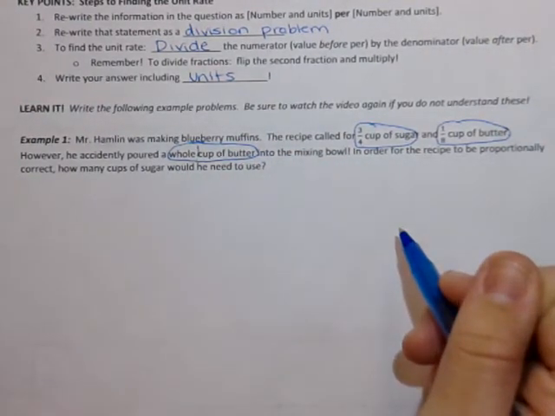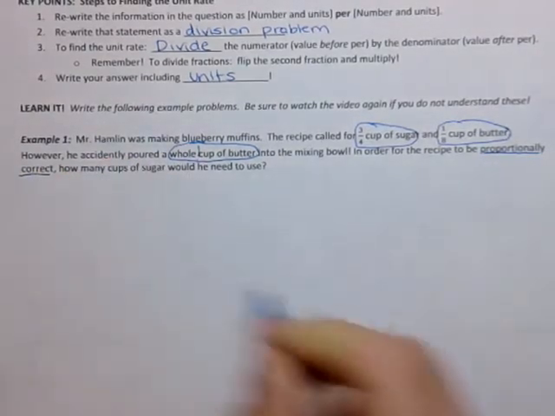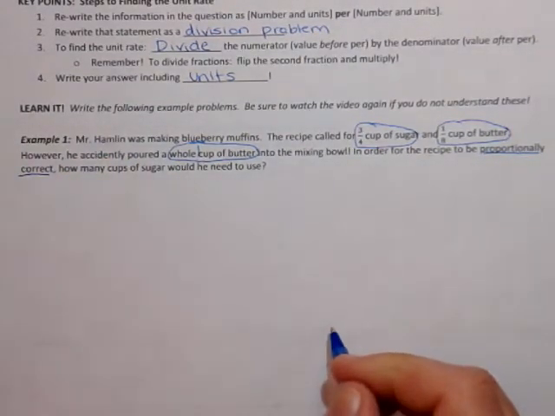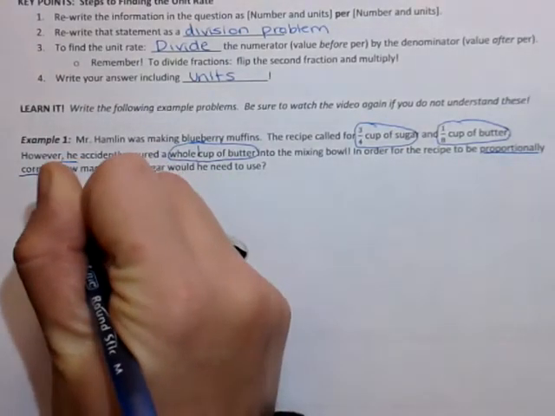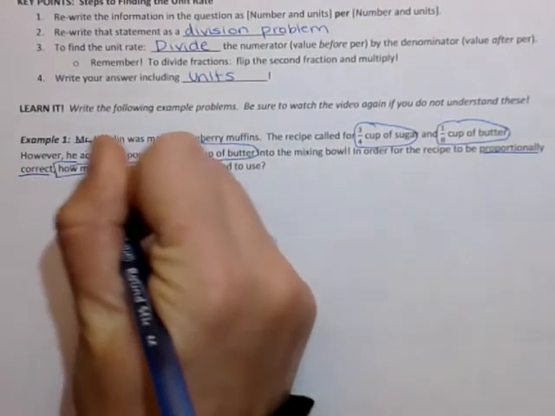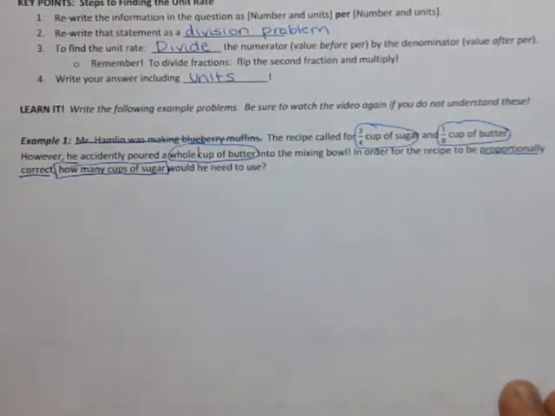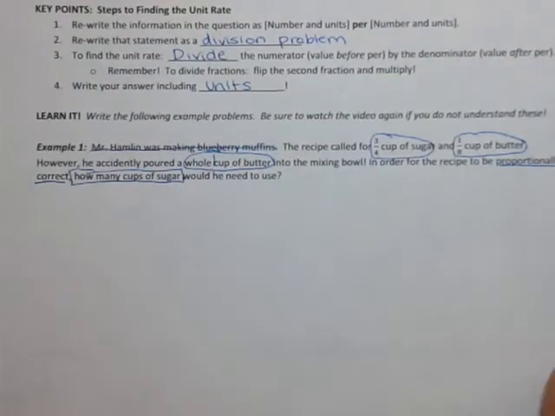Then I'm going to underline some key words. I want it to be proportionally correct. Now I'm going to box my question, how many cups of sugar? And I'm going to eliminate unnecessary information. Well, we don't really care what he was making, so I'll cross that off. Now I'm ready to follow my 4 steps.